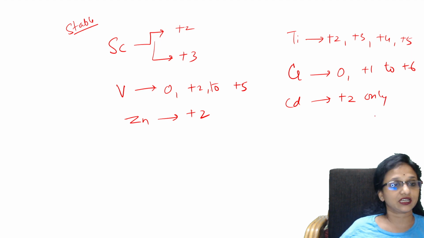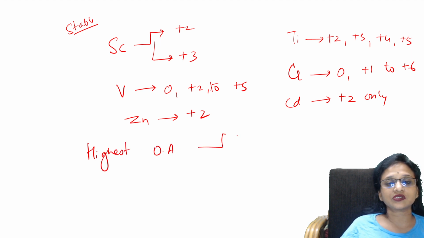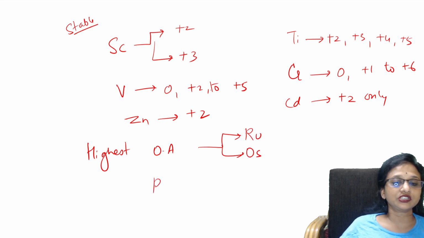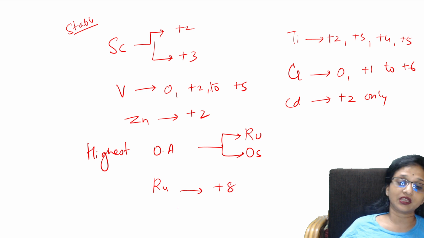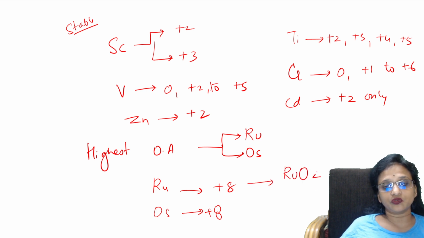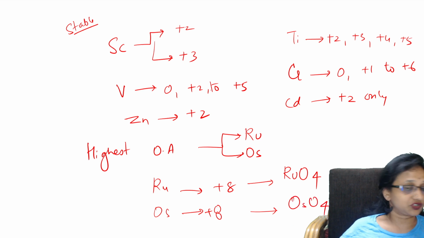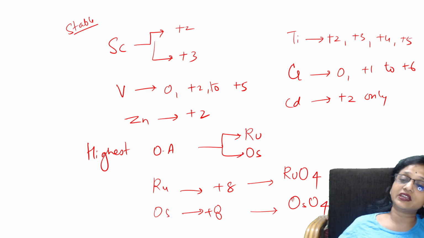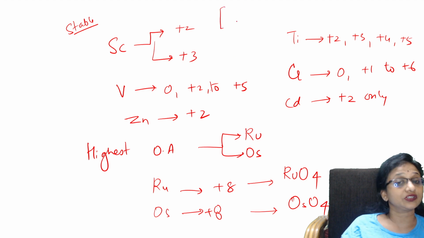Done. Now check. Among all these, the highest oxidation state is shown by whom, students? It is shown by ruthenium and osmium. Remember, ruthenium, how much is the oxidation state? +8. Osmium oxidation state is also +8. For example, in this case, RuO4, +8. Osmium OsO4, +8. So different oxidation states are shown. Why, students? Due to a large number of unpaired electrons.